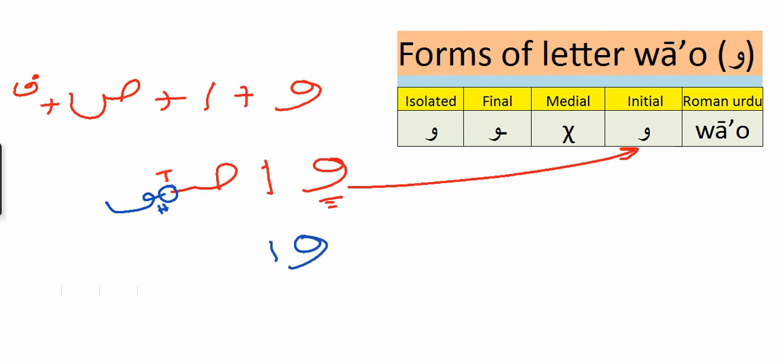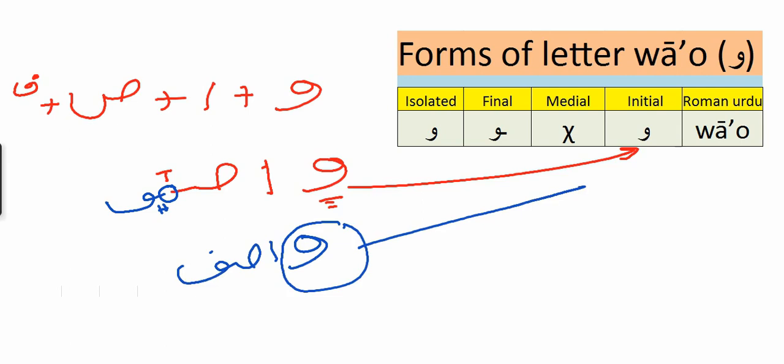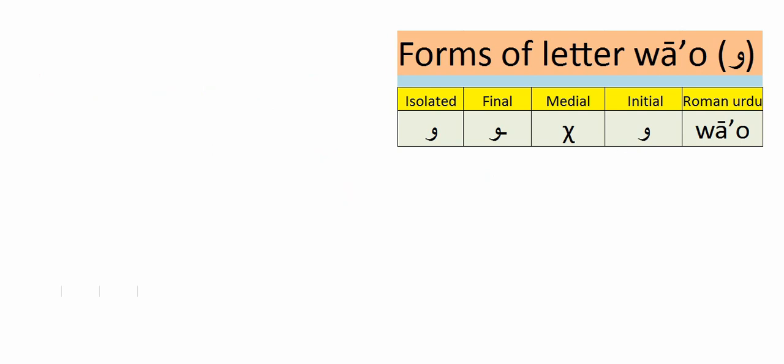Wasif. So here, as you guys can see, the word Wasif starts with the letter Waw. So Waw we will write initial. Waw is initial here in this word. Then middle Waw we don't have, and we cannot use Waw between two letters, but final Waw we can use.